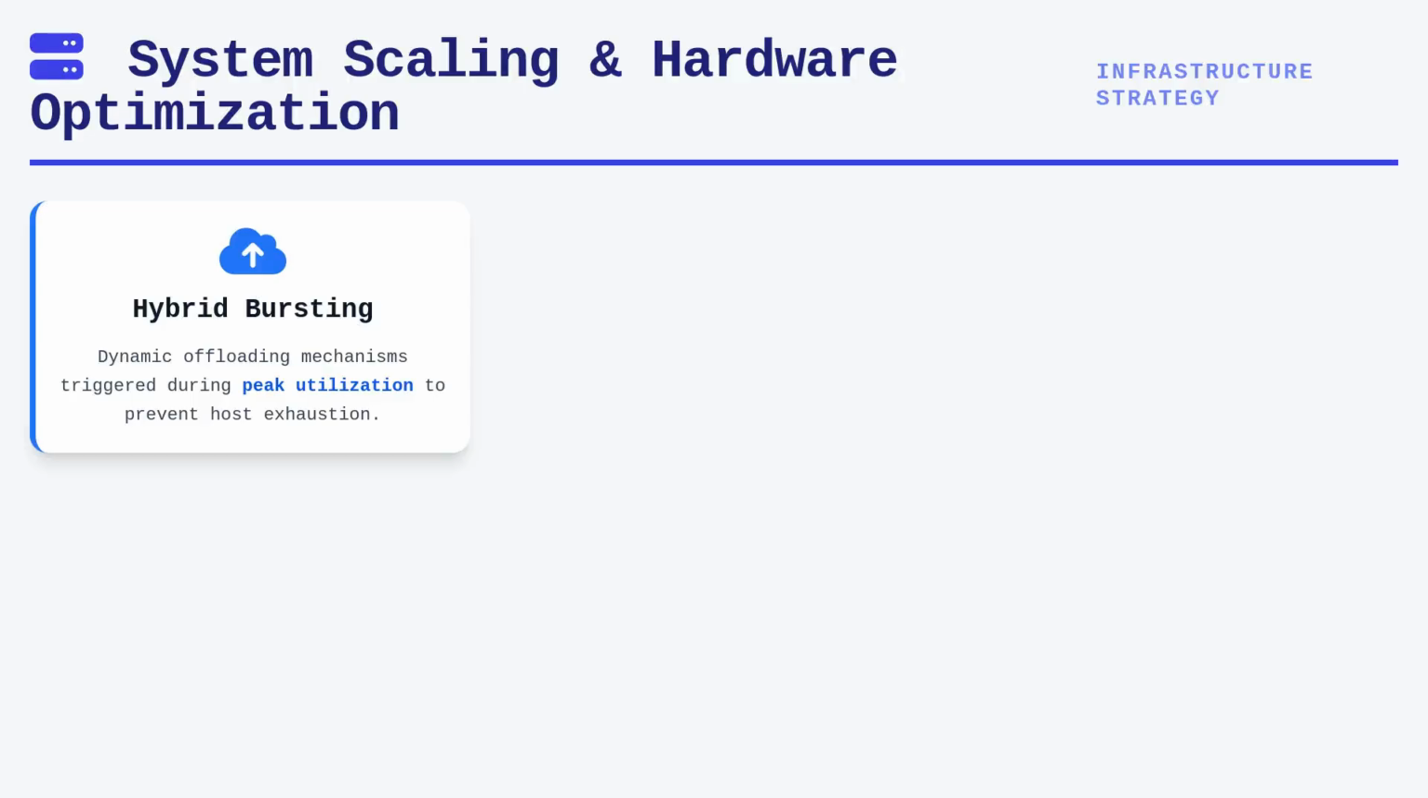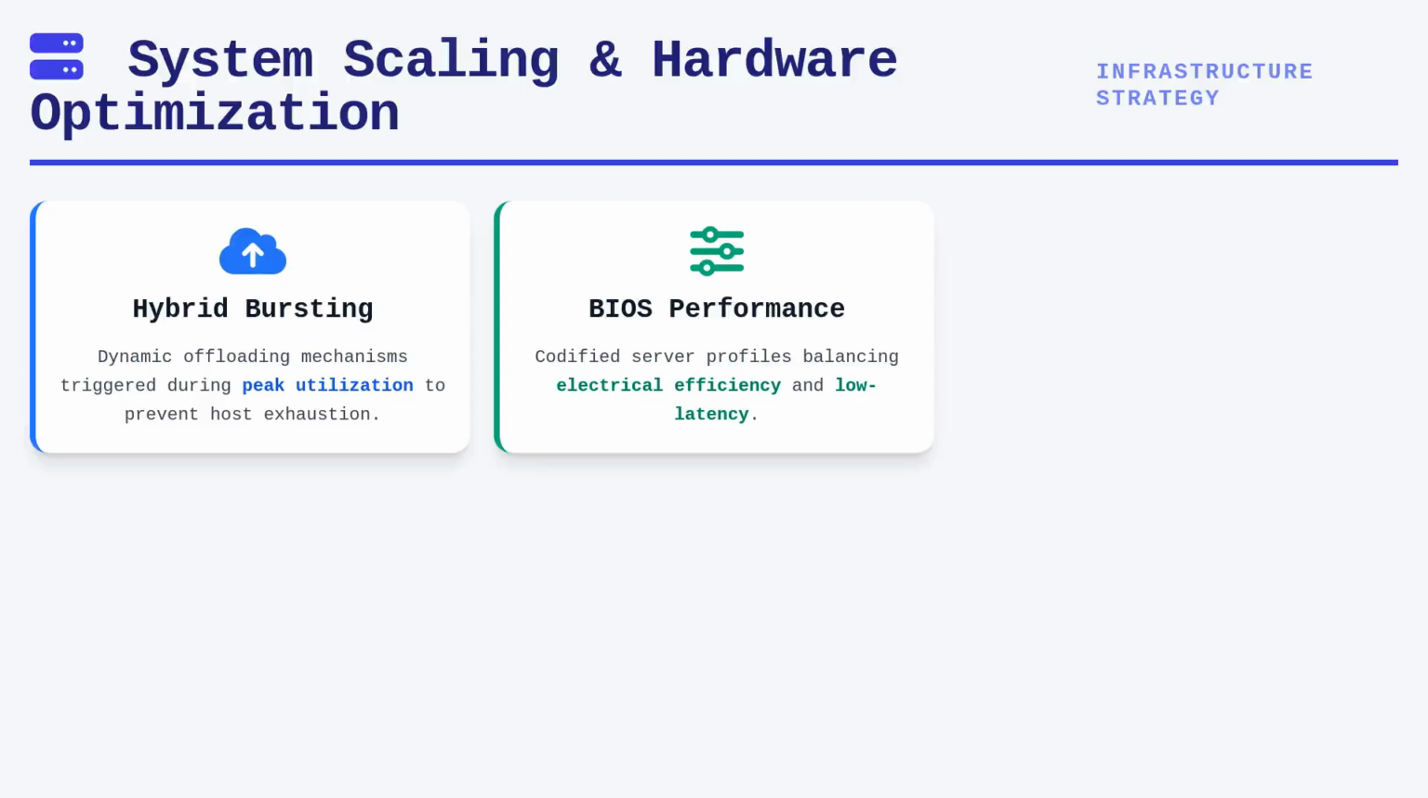We manage performance tuning by adjusting power profiles and memory optimization settings within the BIOS, which are often codified into server profiles within management software to ensure consistency. These settings are not static. They represent the negotiated balance between electrical efficiency and the raw low-latency performance required by specific enterprise applications.